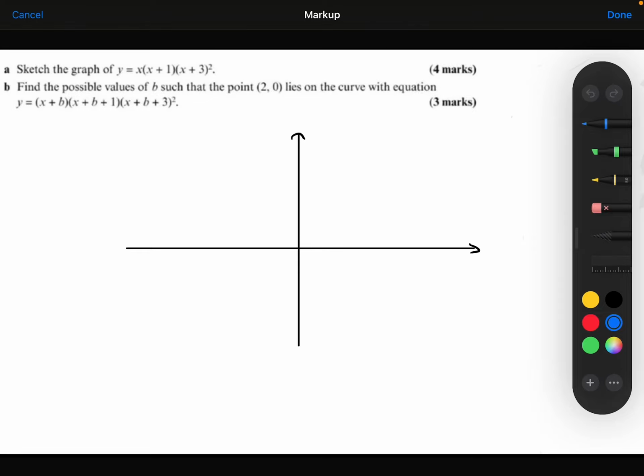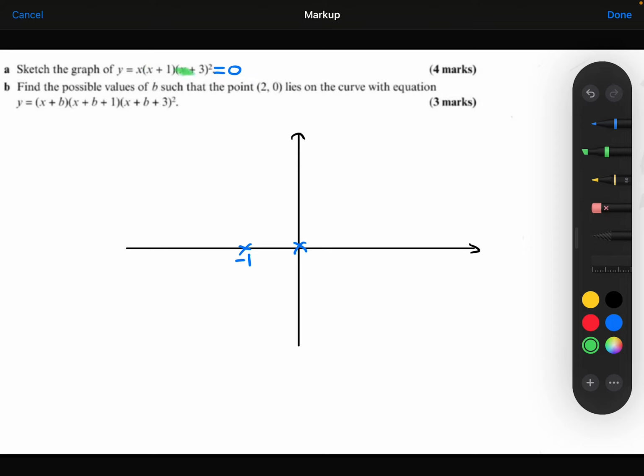Part A, sketch the graph of y equals x times (x plus 1) times (x plus 3) squared. So the first thing I'm going to do is mark on the roots where the y coordinate is equal to 0. I can see that if x is 0, then the y coordinate would equal 0. Or if x plus 1 equaled 0, then the y coordinate would also equal 0. So the x plus 1 will be 0 if x is minus 1.